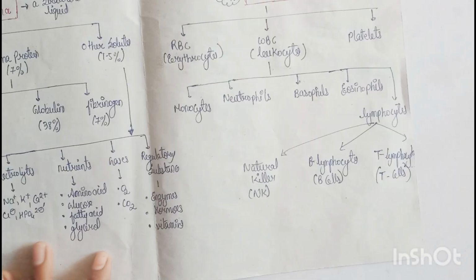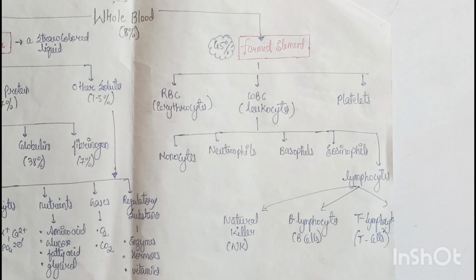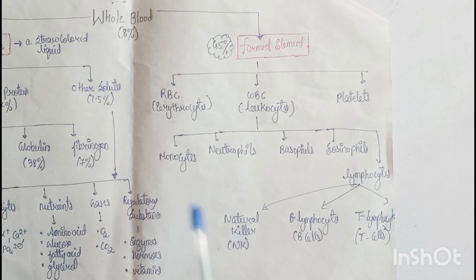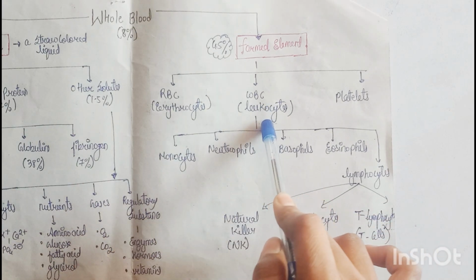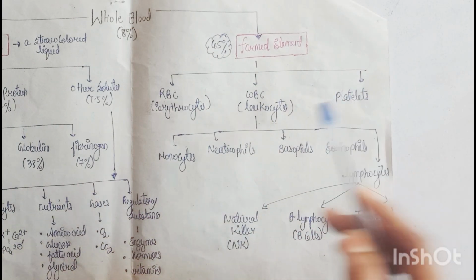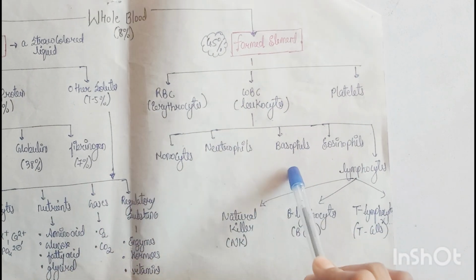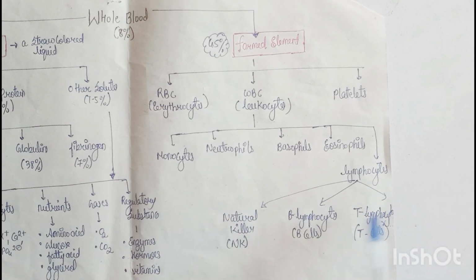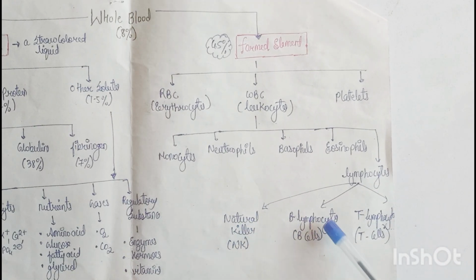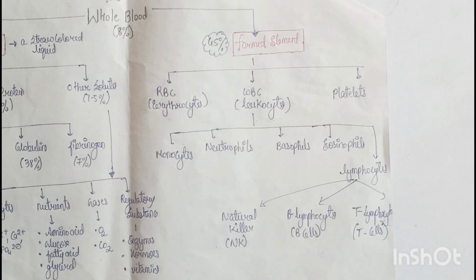Next we talk about the formed elements, where the cells and cell fragments are present. In the formed elements, red blood cells, meaning erythrocytes, WBC cells, meaning leukocytes, and platelets are present. In WBC cells, monocytes, neutrophils, basophils, eosinophils and lymphocytes are present. And in these lymphocytes, there are natural killer cells, B lymphocytes, meaning B cells, and T lymphocytes, meaning T cells. So this is about the whole blood.